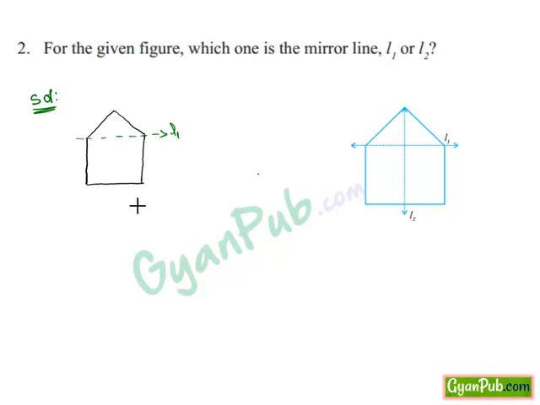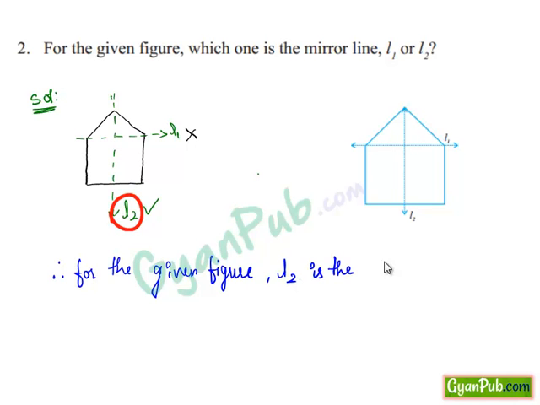Here in a rough sketch, if we take the L1 line of symmetry, if this object is folded through the L1 section, the upper half is not the same as the lower half. Hence L1 is not the line of symmetry. And if we fold the section through the L2 line of symmetry, the left side section is the same as the right side section. Hence L2 is considered a line of symmetry. Therefore, for the given figure, L2 is the line of symmetry.